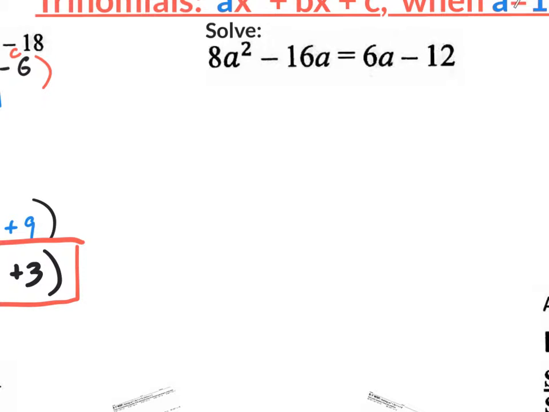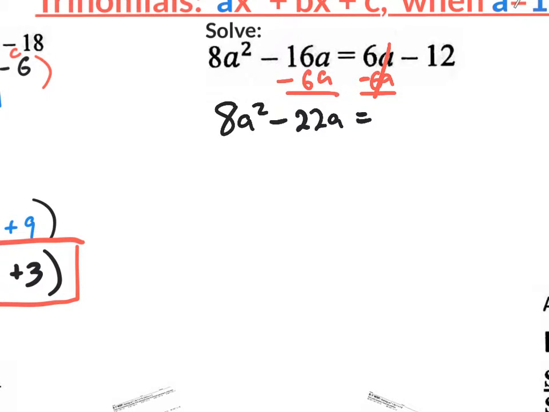And we are doing the odd ones only, all right? So you could follow along on number 29, or you could just watch this video right now and then try to do it later on your own. But anyway, step 1 is to get the equation equal to 0. So I'm going to subtract 6a, and of course I can subtract 6a from the negative 16a. Let me rewrite what I have. I have an 8a squared, I have a minus 22a, I have an equal sign, and I still have a minus 12.